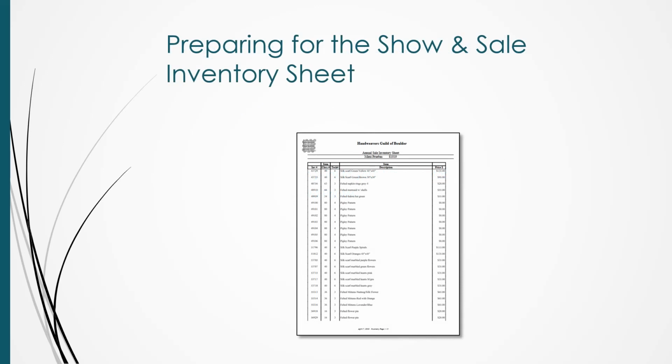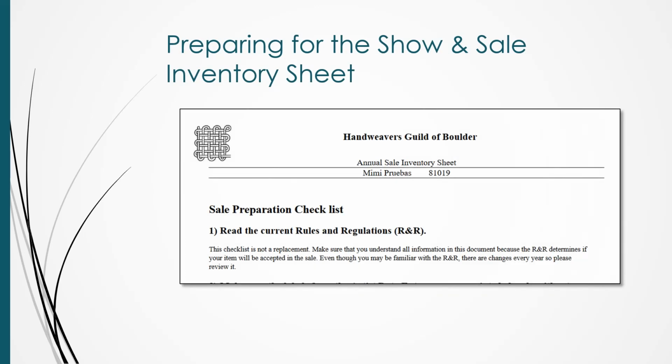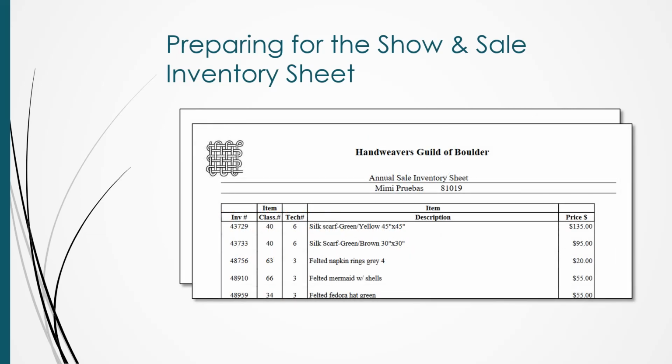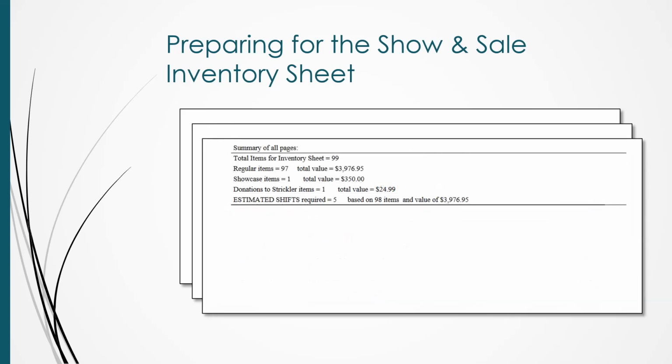The inventory sheet is a listing of everything you are checking into the show and sale. It consists of 3 parts. The first page is a checklist. Look over the checklist to see if you're ready for check-in. The following pages contain a description for each item that you're planning to bring. Finally, at the bottom of the last page, you will see a summary which has the number of items broken down by type, the total value by type, and the estimated number of shifts that you need to sign up for. The information used to calculate shifts are included here.